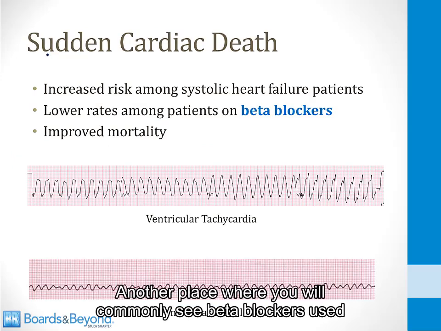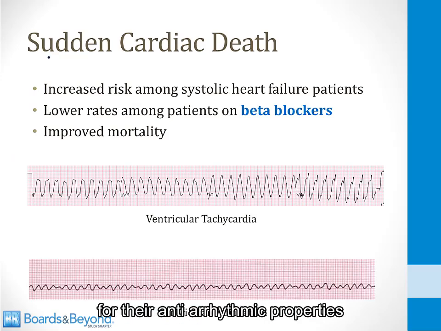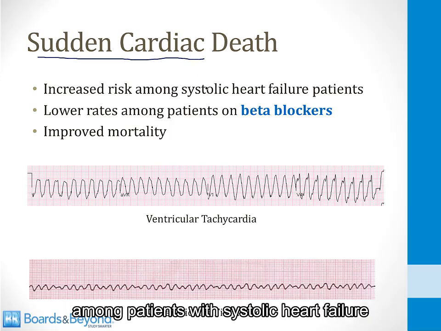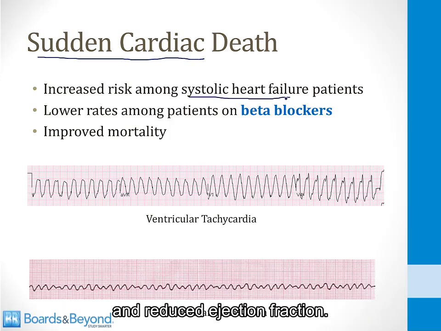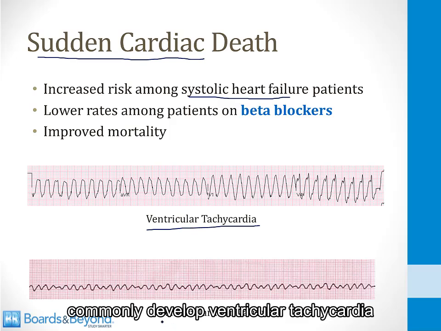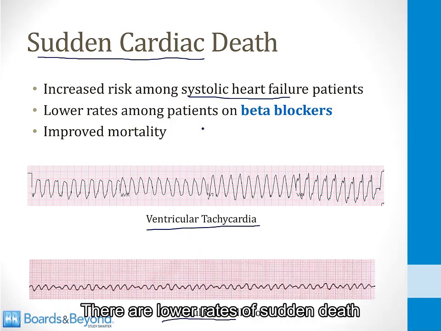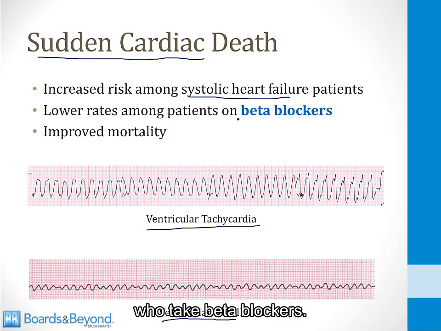Another place where you will commonly see beta blockers used for their antiarrhythmic properties is in prevention of sudden cardiac death. There is an increased risk of sudden cardiac death among patients with systolic heart failure and a reduced ejection fraction. Patients with that condition commonly develop ventricular tachycardia or ventricular fibrillation, which can lead to sudden death. There are lower rates of sudden death among patients with systolic heart failure who take beta blockers.